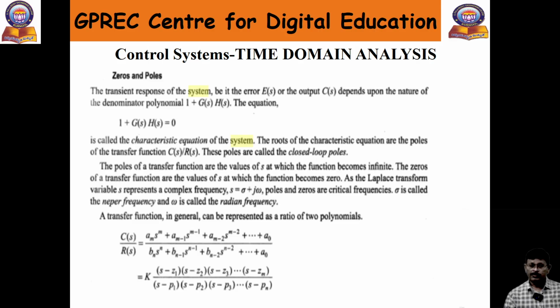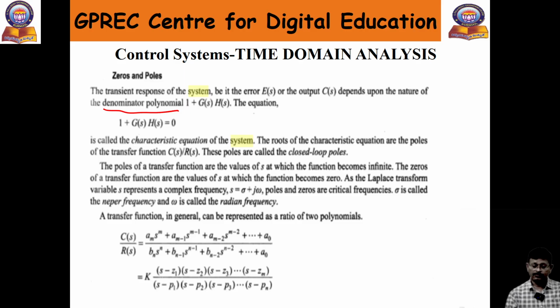Then coming to our control system transfer functions, you give any transfer function, and it is represented in some polynomials, right? This is one of the polynomials used to represent a transfer function. Here the transient response generally depends upon the nature of the denominator polynomial. That is very important. The nature of the output and error depends on the denominator polynomial.